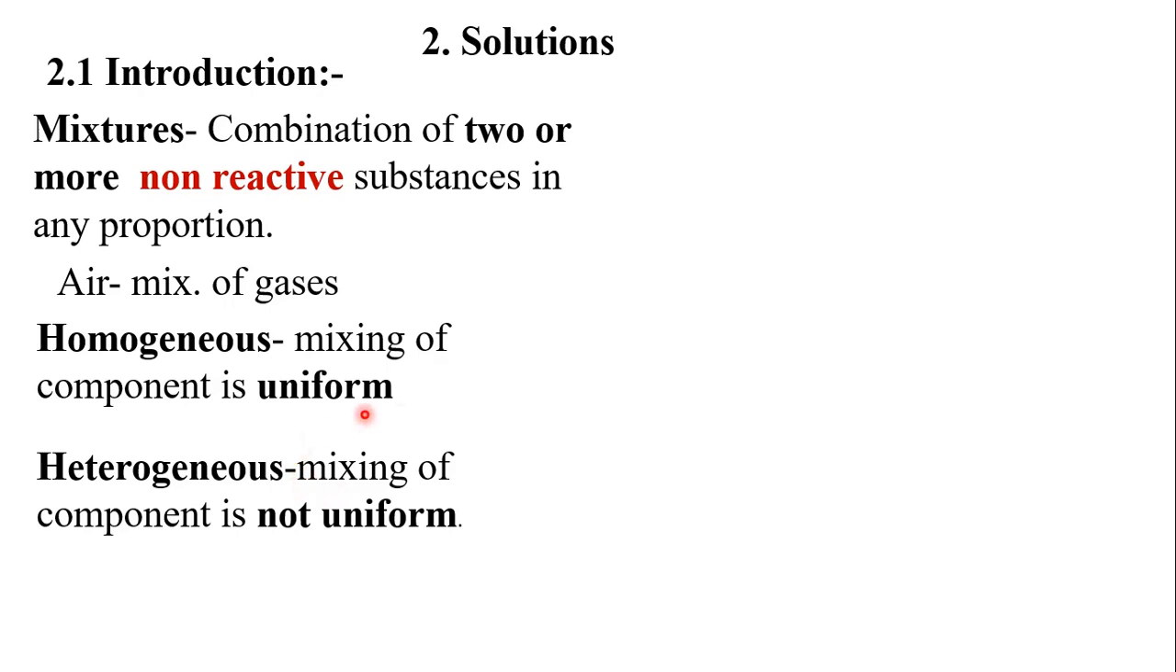And heterogeneous mixture means what? If the mixing of components is not uniform. For example, if you add sand in water, then the sand settles down at the bottom and the water remains on top. That means it does not get mixed. So it is a heterogeneous mixture. But if you add sugar in water, then a homogeneous mixture is formed. The composition of the mixture is uniform, so it is called a homogeneous mixture.